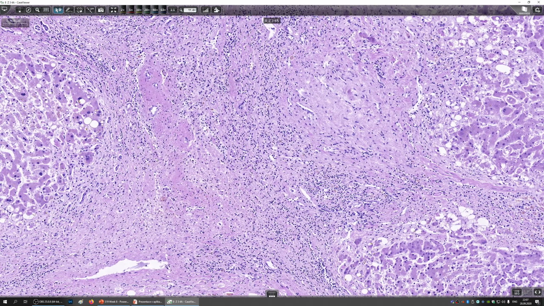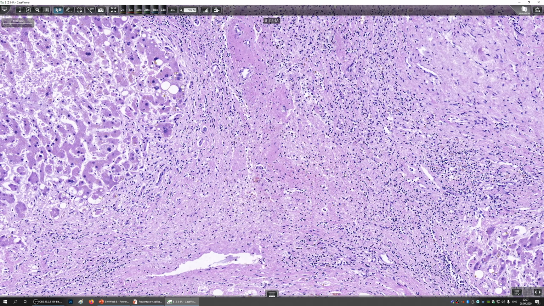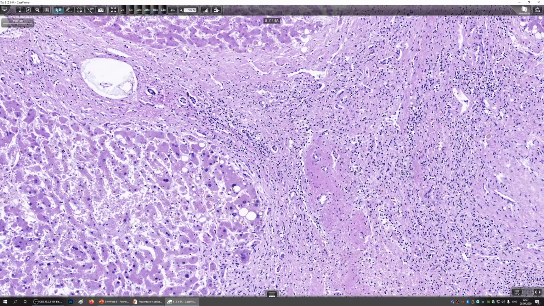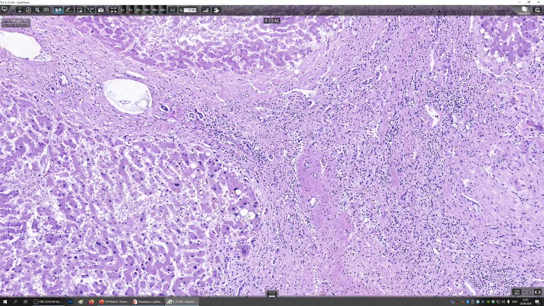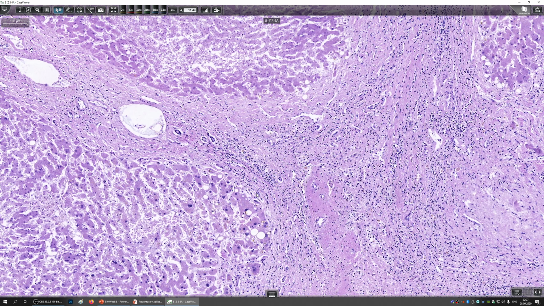This is just collagen full of some inflammatory cells. Here you see some hepatocytes have steatosis. This might be due to localized metabolic impairment, but it also could be because this person drank before that. We will never know.